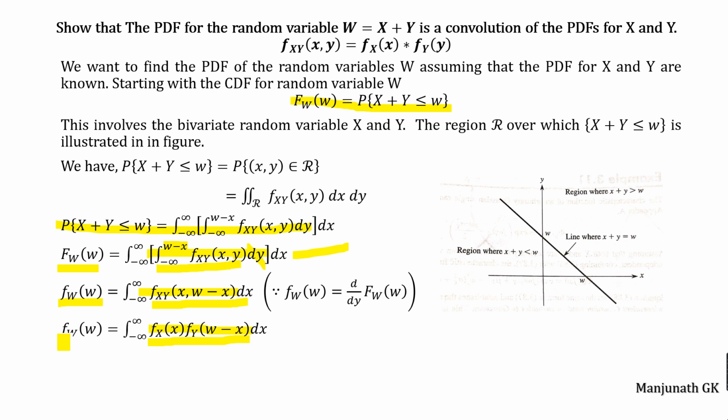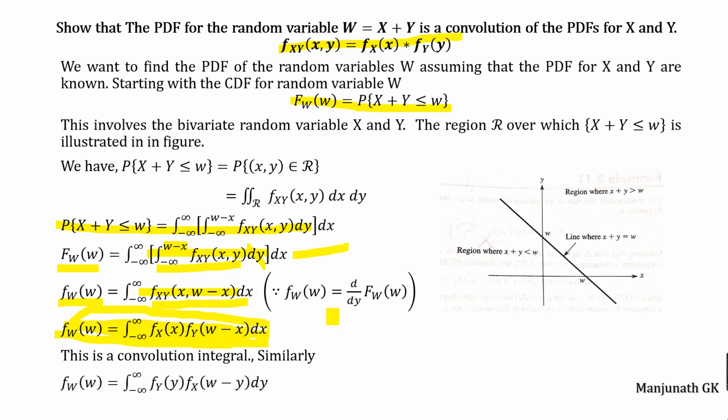So what is this? This is the definition of a convolution. So hence it is proved. So this is the convolution integral. So this requirement is proved here, and also it can be written in terms of y. So this is the important derivation from an examination point of view. Hence it is proved.